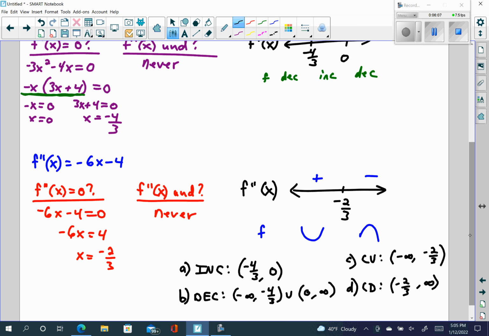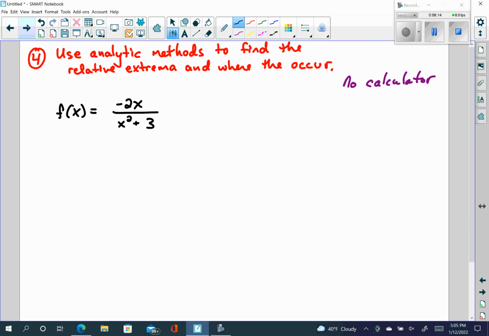So hopefully you guys are okay with that problem. Now let's just try one more. Here I'm asking you to use analytic methods to find the relative extrema and where they occur. I don't want you to use a calculator here, so this would be a question on a non-calculator part.